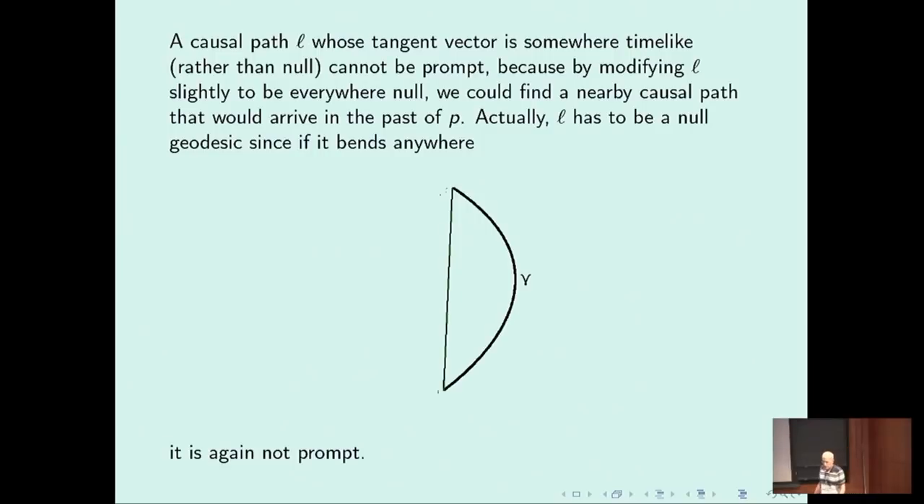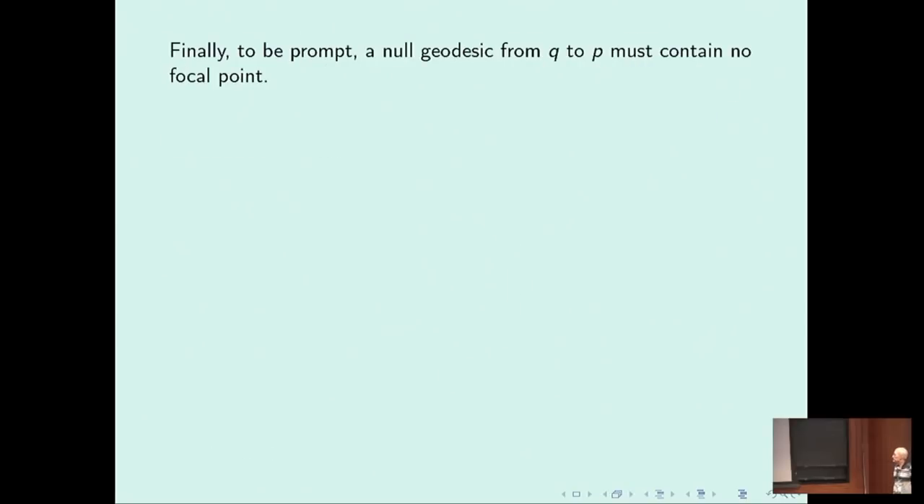So in Minkowski space, when I tell you that a prompt causal path has to be a null geodesic, I'm just saying that to get somewhere as quickly as possible, you should travel in a straight line at the speed of light. But that's actually true in any spacetime in the form that the promptmost causal path is always going to be a null geodesic. Not every null geodesic is prompt, but the promptmost causal path is always a null geodesic. And finally, and you perhaps knew that this was coming, to be prompt, a null geodesic must contain no focal points.